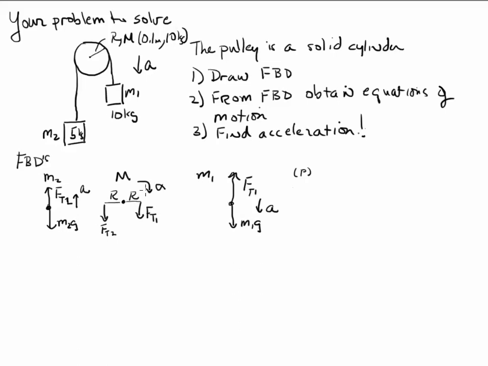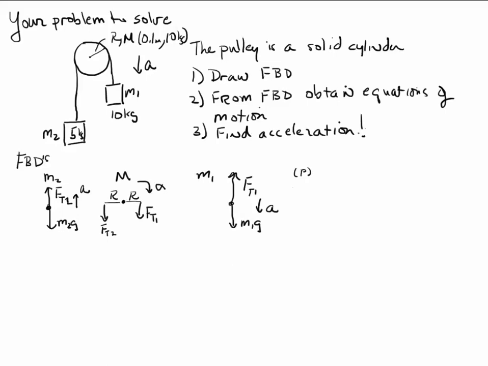For the pulley, we have our anticipated direction of angular acceleration, and we have a force of tension T2 acting at radius r, and a force of tension T1 acting at radius r in the opposite direction. And then for mass 1, we have a force of tension T1 acting in the upward direction, the force of gravity acting in the downward direction, and acceleration in the downward direction. And we will take as our positive direction the direction of acceleration A.